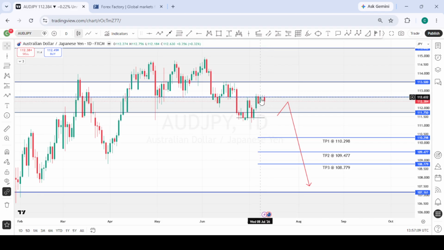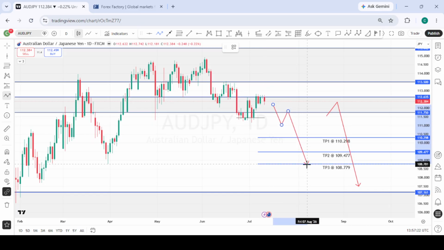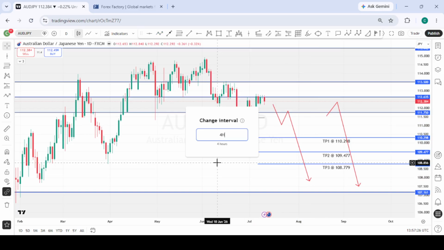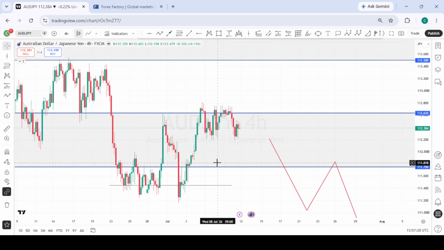If we get a double top formation here, or we get a daily structure shift, if we get a daily candle close below this daily structure we have here, we wait for a possible pullback or a lower high formation and we look for selling opportunities to the downside. And this is a possible double top that is forming.